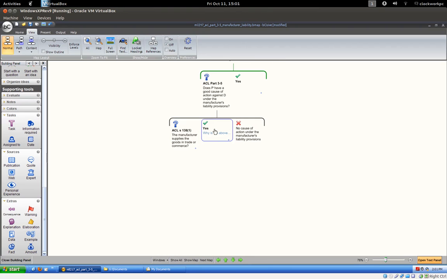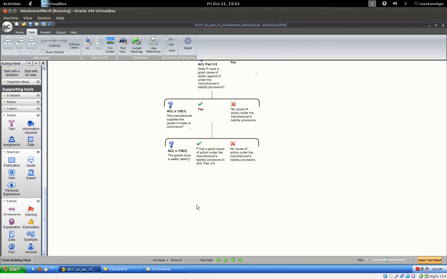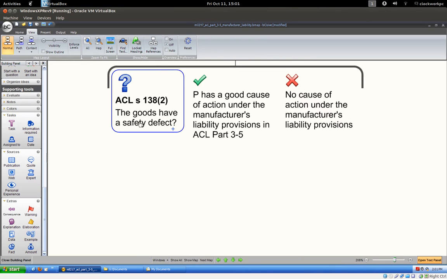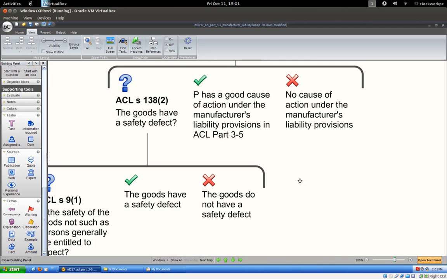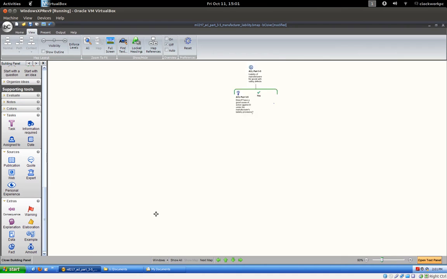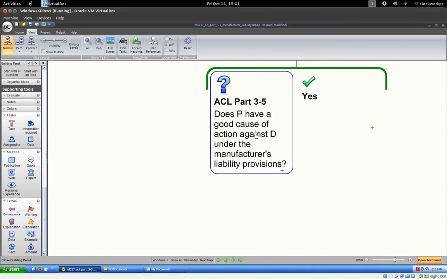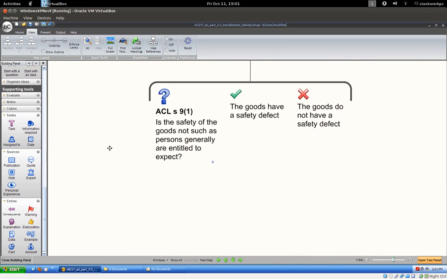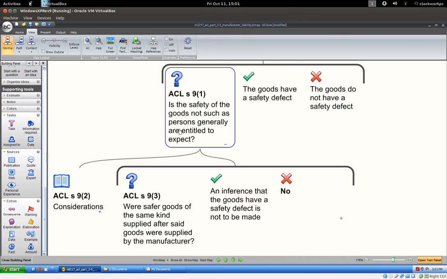So on to the next question. Do the goods have a safety defect? This is really the pivotal question, and this is where a lot of the effort will go when ascertaining whether there's a good cause of action. Do the goods have a safety defect? First of all, you ask, is the safety of the goods not such as persons are generally entitled to expect?